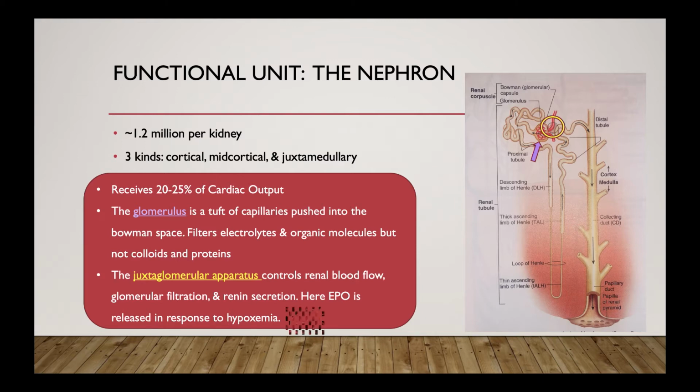Here you have the juxtaglomerular apparatus. This controls renal blood flow, glomerular filtration, and renin secretion. Erythropoietin, or EPO, is also released. It's released in response to hypoxemia. So when we have low oxygen levels, the EPO gets released so that we start producing more RBCs to help bring up our delivery of oxygen to our tissues.